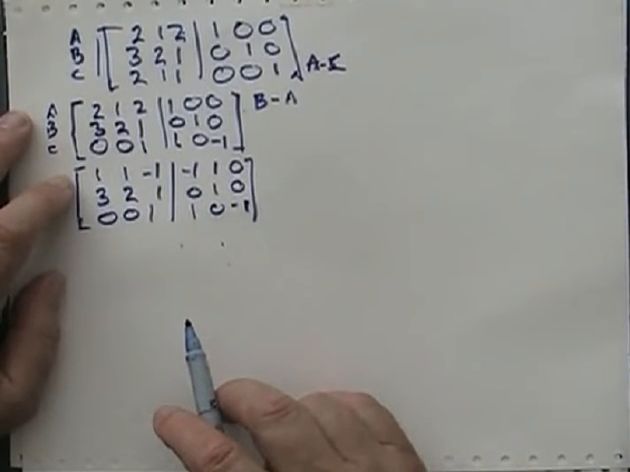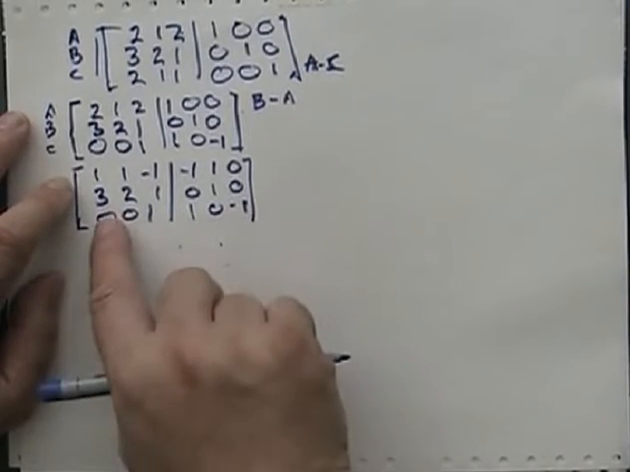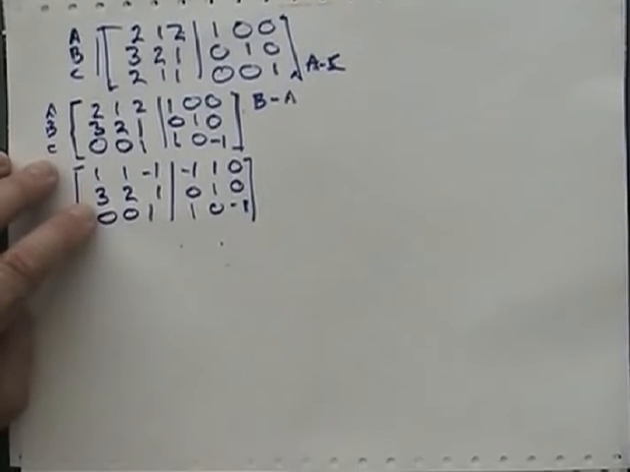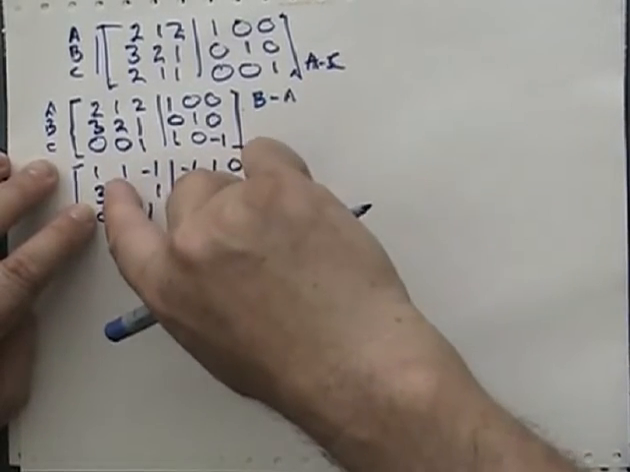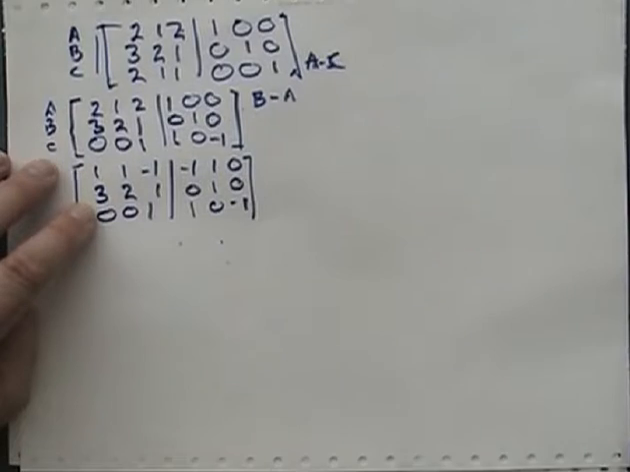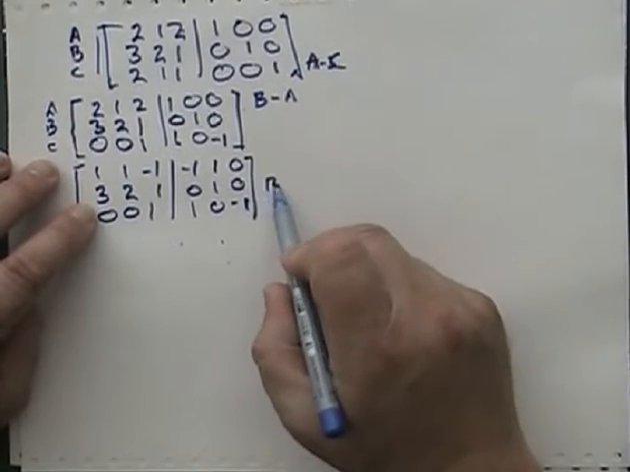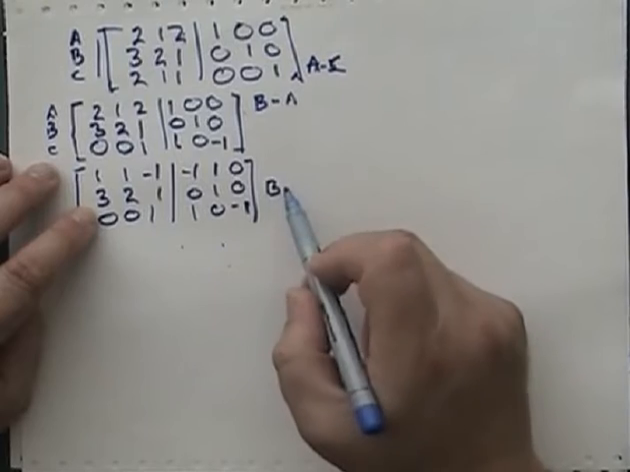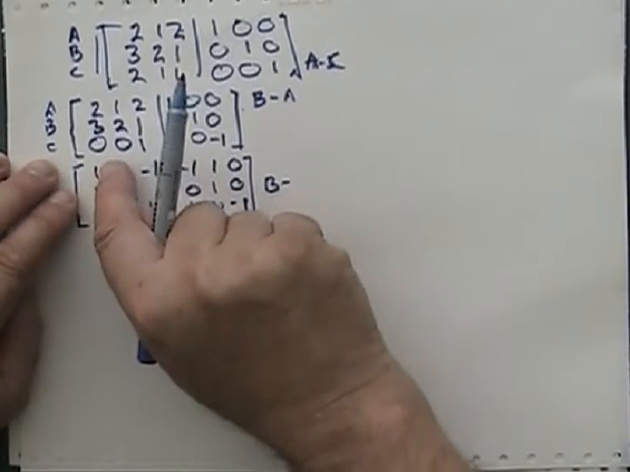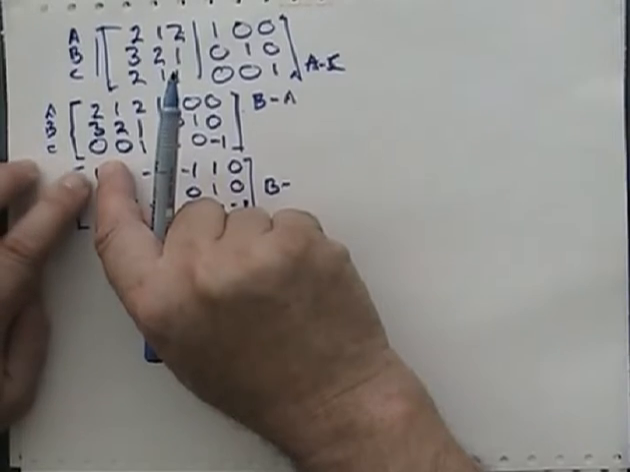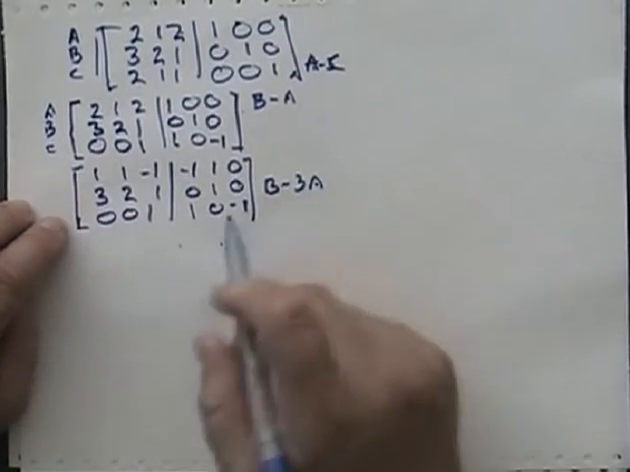Now we're getting there. Now I want to get rid of that 3. What I want is a 1 there, a 1 there, and a 1 there, and a 0 there, a 0 there, and a 0 there. Now this seems a bit strange, but I'm now going to go B minus 3 times A. If I multiply this by 3, this becomes 3. So I go B minus 3 times A.